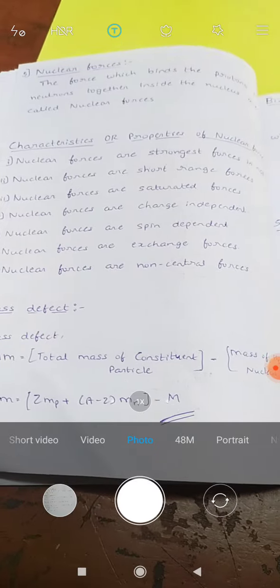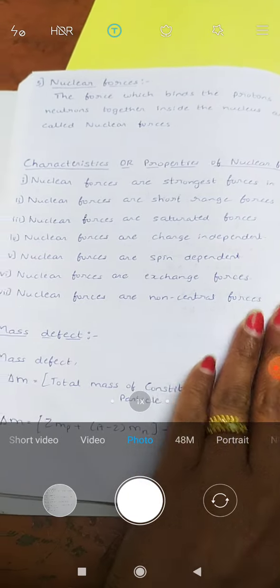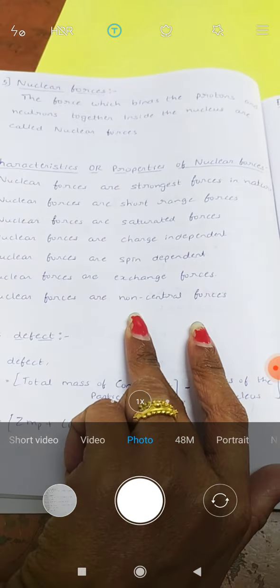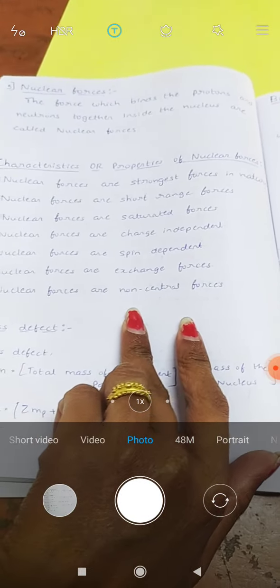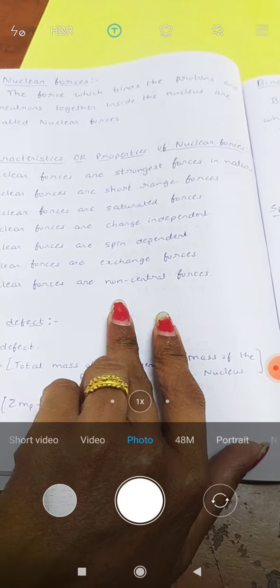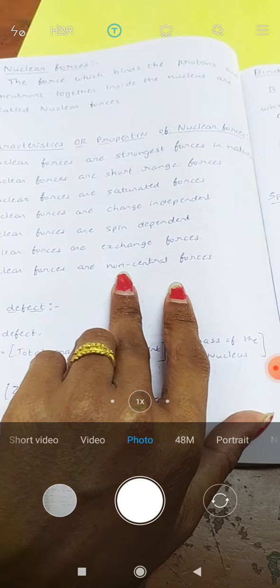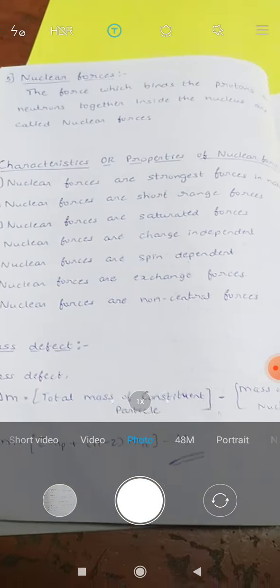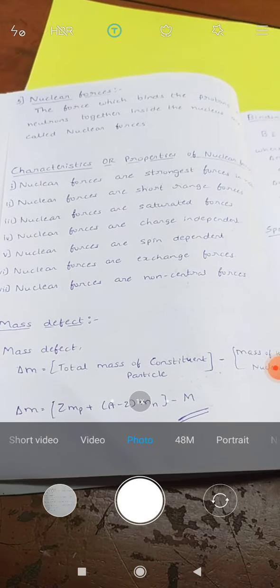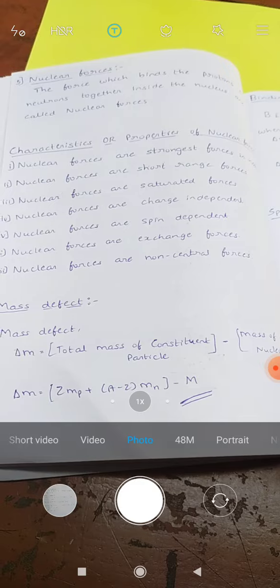Next, the characteristics or properties of the nuclear forces. First property is nuclear forces are the strongest force in nature. Second property is it is a short range force. Also it is a saturated force. Fourth one is nuclear forces are charge independent. Fifth one, nuclear force is spin dependent. Also it is an exchange force. And next, the last point, it is a non-central force. These are the characteristics or properties of the nuclear forces.